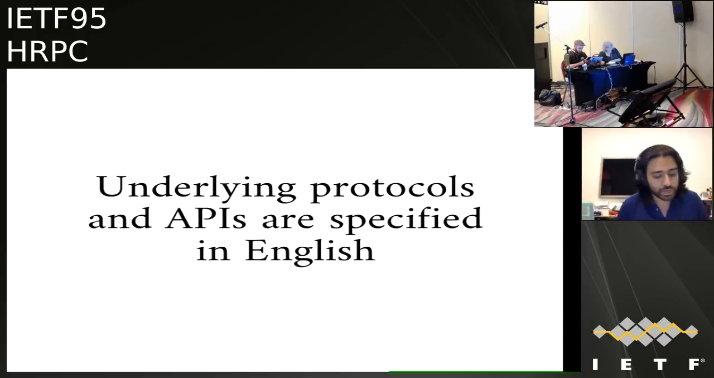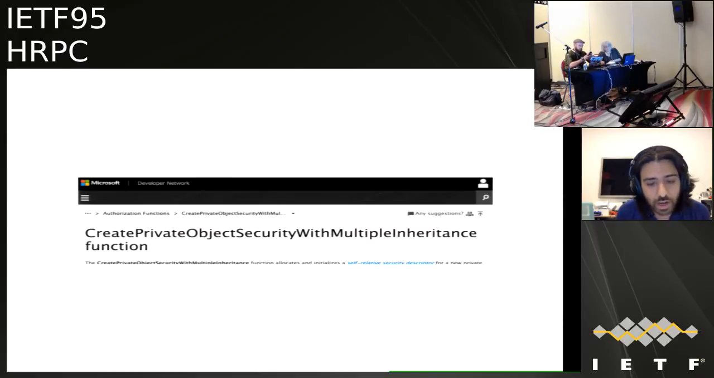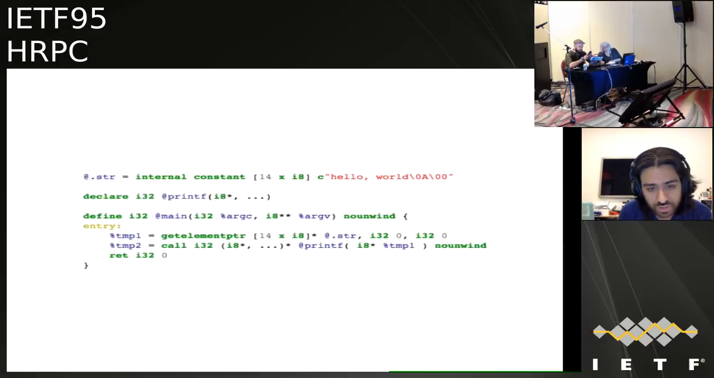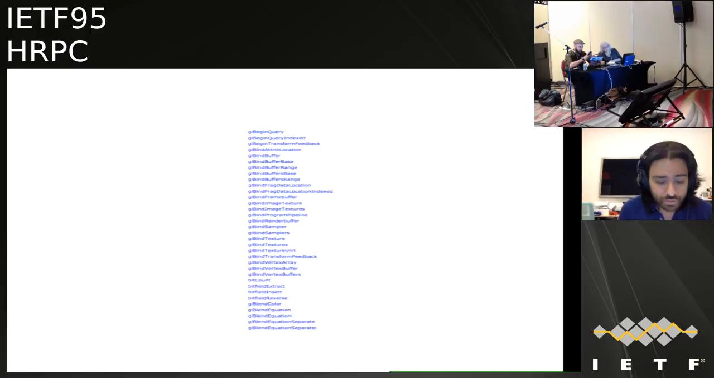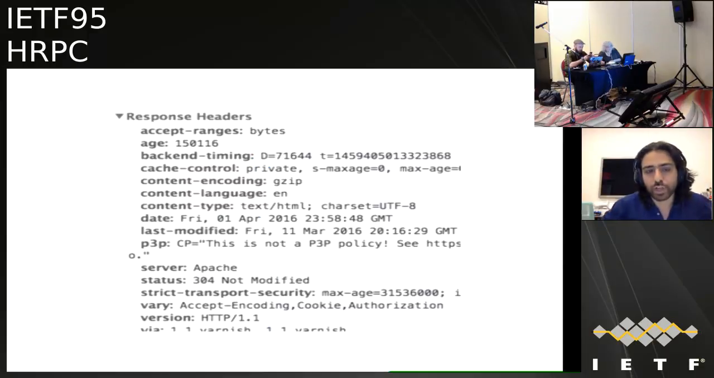And you can quickly cycle through the next 4 slides. These are examples from the C# standard library, the LLVM bitcode spec, OpenGL, and then finally HTTP. These are all human readable protocols, right? These are all human readable APIs.